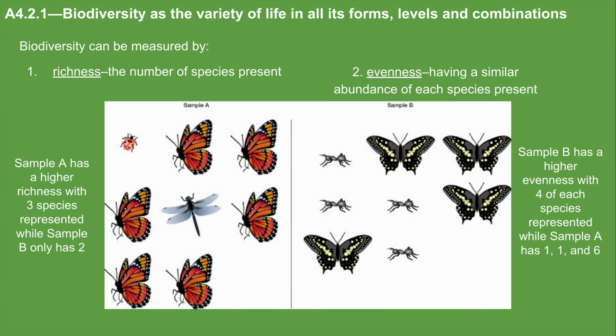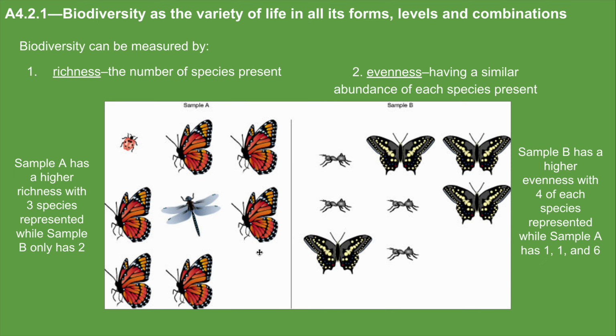Now, we have two ways that we can measure biodiversity, and you need to be familiar with both of these terms. First up is richness. Richness refers to the number of species present. Our other factor is evenness, where we have a similar abundance of each species present.